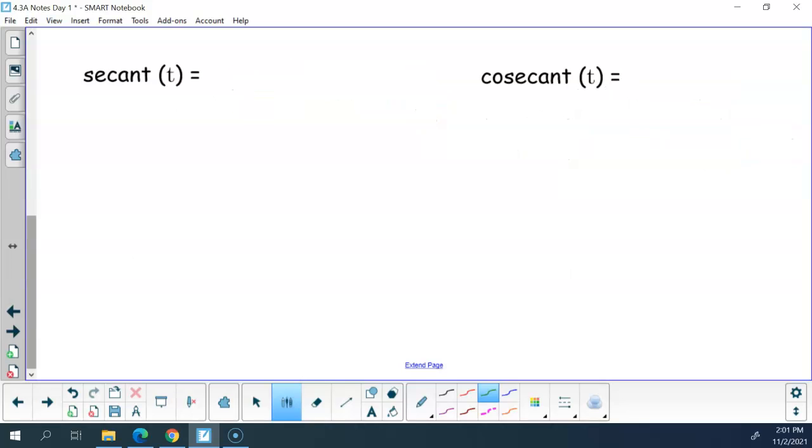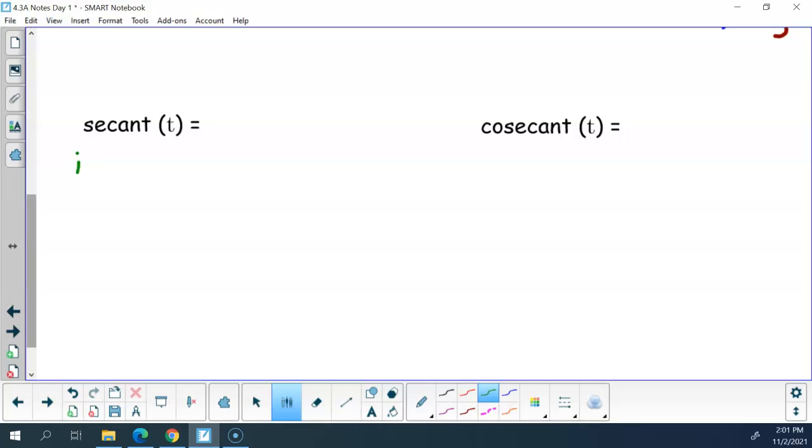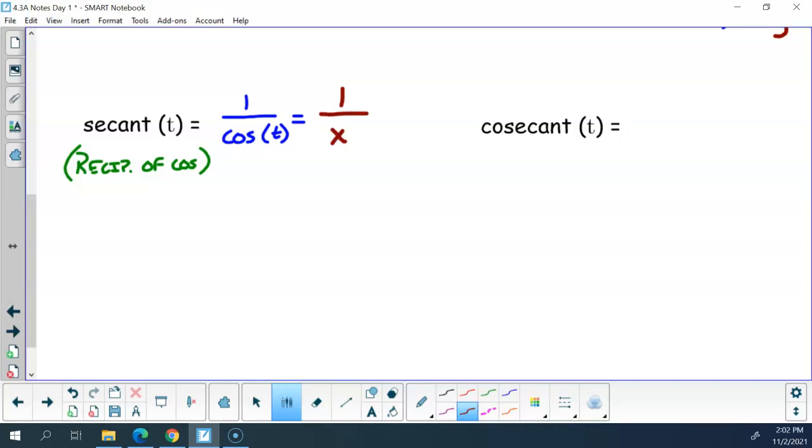Secant and cosecant are reciprocals. Secant is the reciprocal of cosine because it needs a co. So between sine and cosine, cosine has the co. So we have 1 over cosine, or 1 over x. Cosecant is the reciprocal of sine.